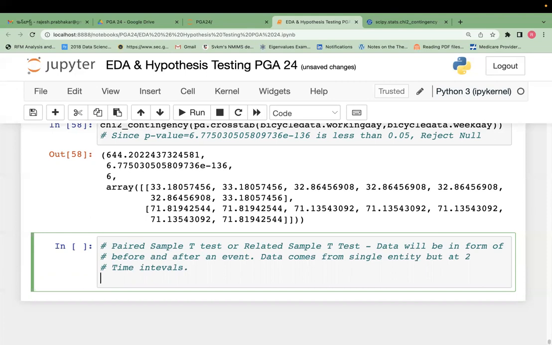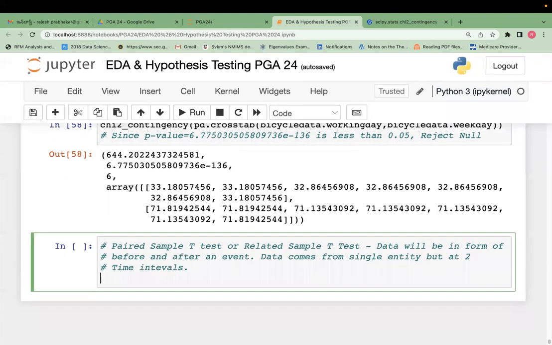So before and after, this is one of the most important t-tests in industry, particularly when you are looking at advertising and marketing communications. Sales before advertising, sales after advertising. Sales before a social media campaign, sales after a social media campaign. Leads generated before a Facebook campaign, leads generated after a Facebook campaign.